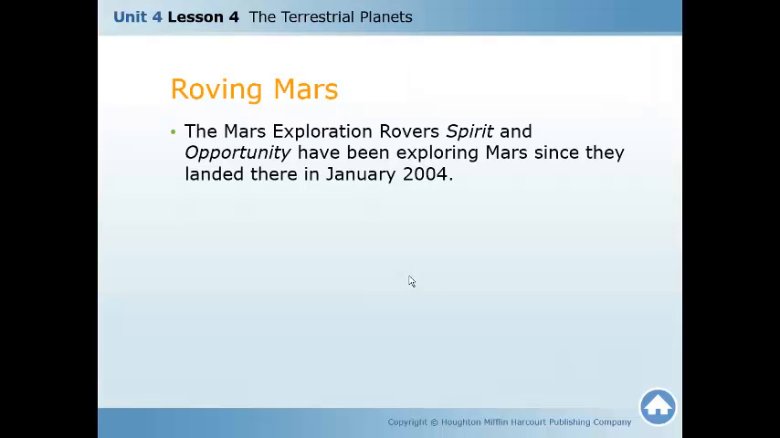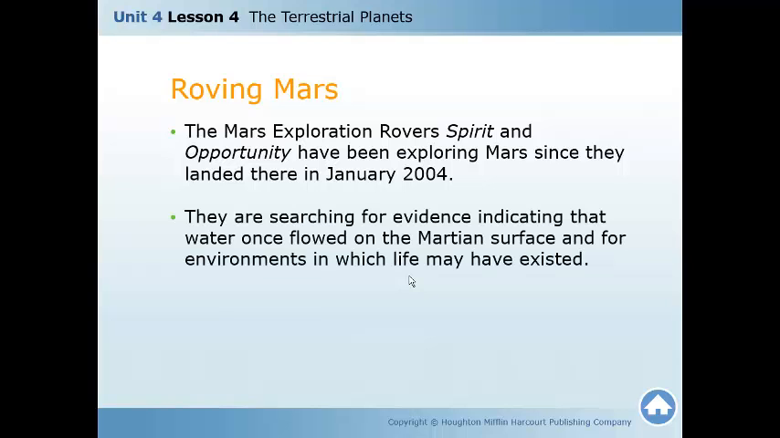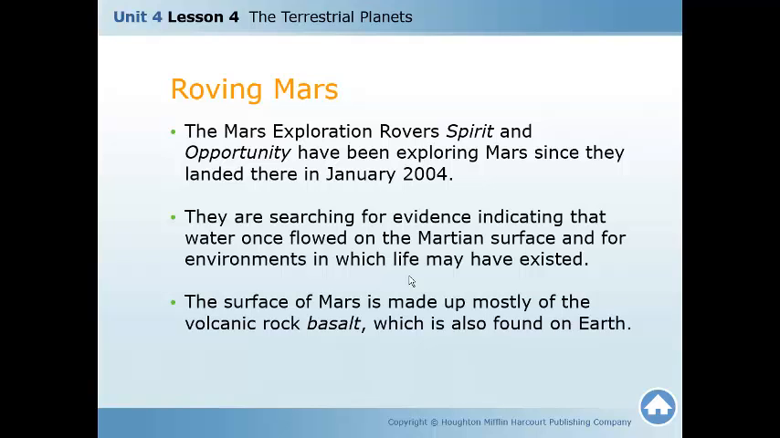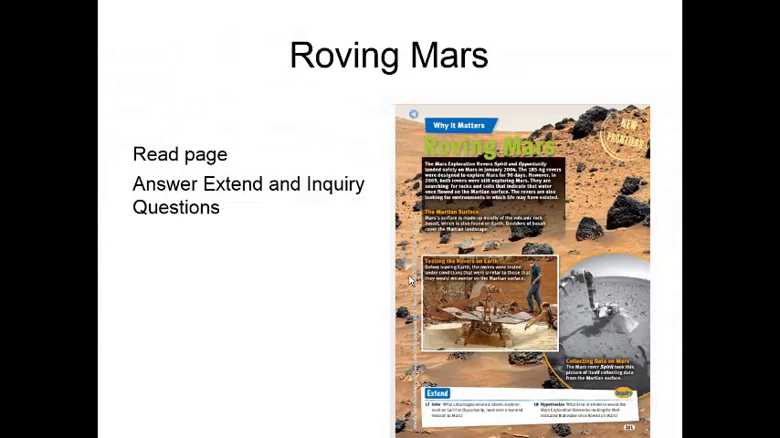Roving Mars. The Mars exploration rovers Spirit and Opportunity, so those are two different rovers, Spirit and Opportunity, have been exploring Mars since they landed there in January 2004. They are searching for evidence to show that water once flowed on the surface, and they're looking for environments in which life may have existed. The surface of Mars is made up mostly of a volcanic rock called basalt, which we can also find here on Earth. Basalt is a rock that we could find on Earth also.